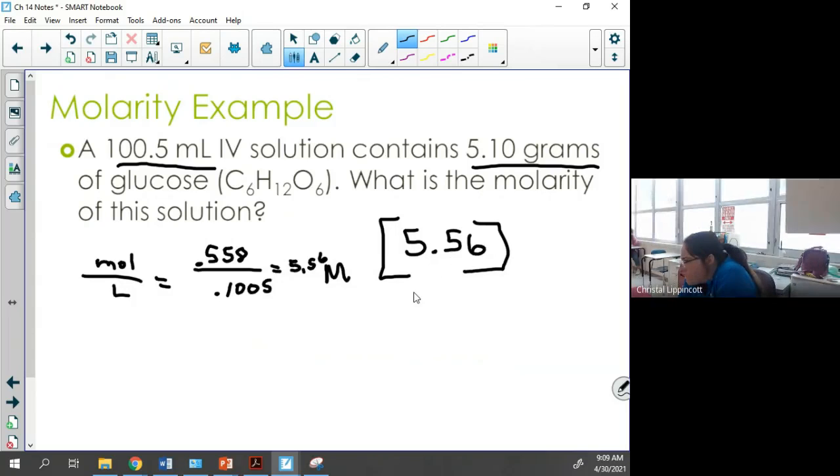I got 3. What did you get for this top value for your moles? Got 0.028. Okay, so you should have had 5.1 divided by 180. Oh, wait a minute. No, I got it wrong.